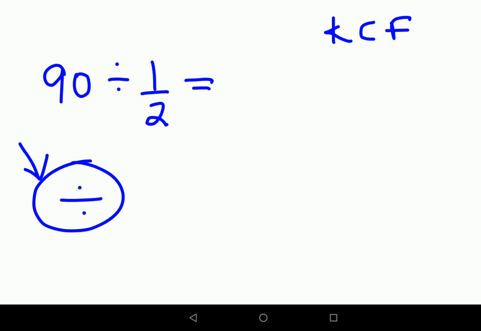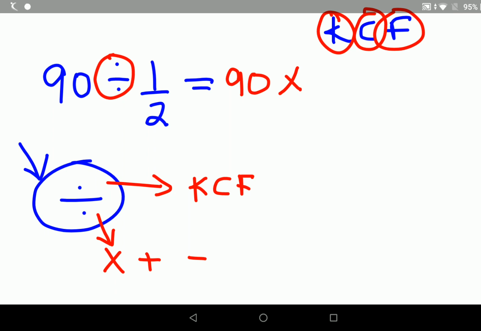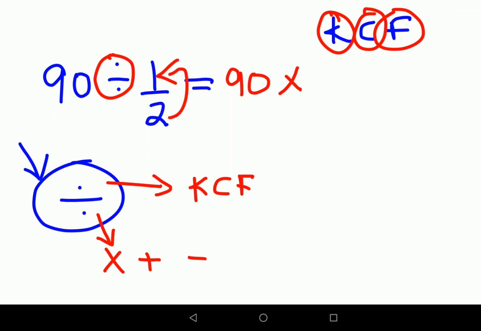Because please understand, multiplication, plus, minus, all of them can be done directly, but when you have a division sign, you have the luxury of changing this division sign to multiplication, but for that you have to follow the rule of KCF. So again, what does K stand for? K stands for keeping the first number as it is. What does C stand for? C stands for changing the next sign. So obviously you're changing division to multiplication. And F, my dear friends, stands for flipping, or you can say reciprocal.